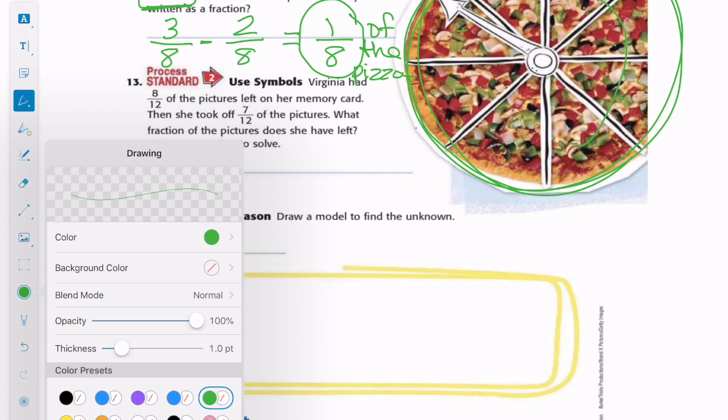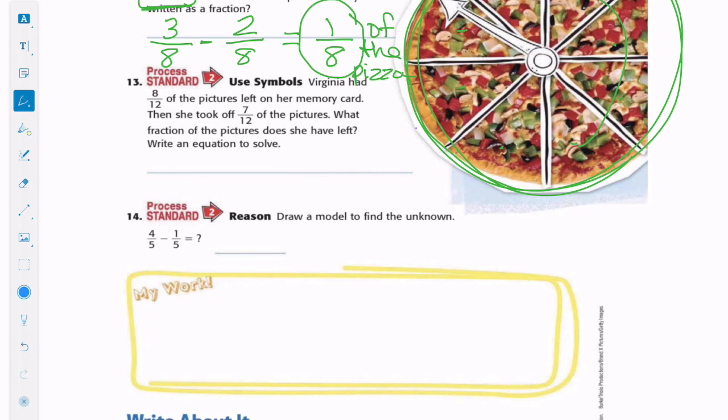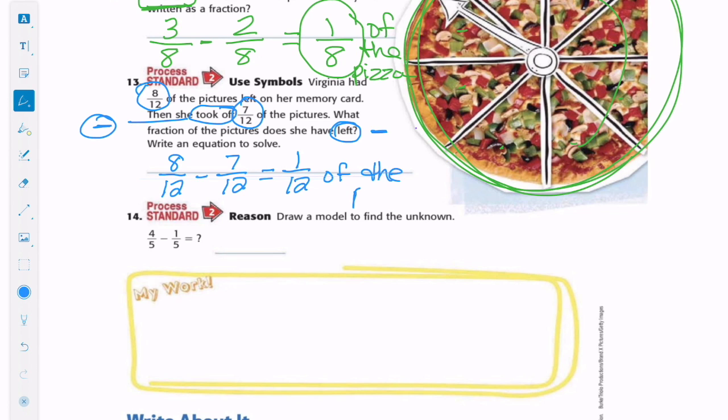All right, number 13. Virginia had 8 twelfths of the pictures left on her memory card. Then she took off 7 twelfths of the pictures. What fraction of the pictures does she have left? What are the key words here that I notice? Yes, have left. That means I want to subtract. What's another clue that I'm subtracting? Good, the words took off. That's kind of like take away, which is, again, subtraction. So we have 8 twelfths and 7 twelfths, and I want to know what she has left. So 8 twelfths is bigger. 8 twelfths minus 7 twelfths gives us 1 twelfth of the pictures left.